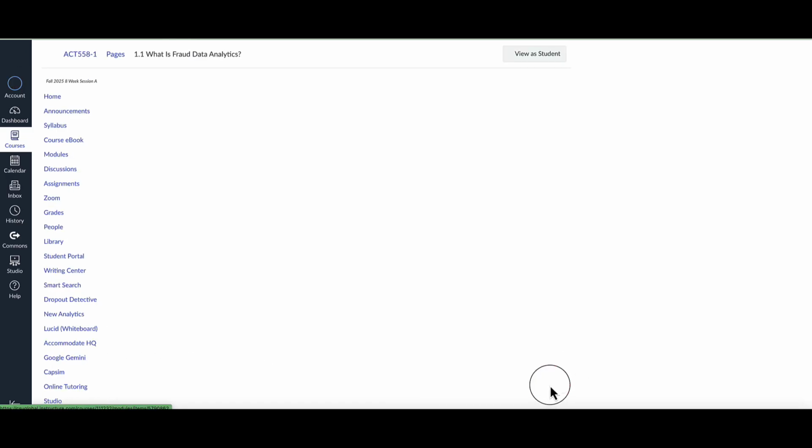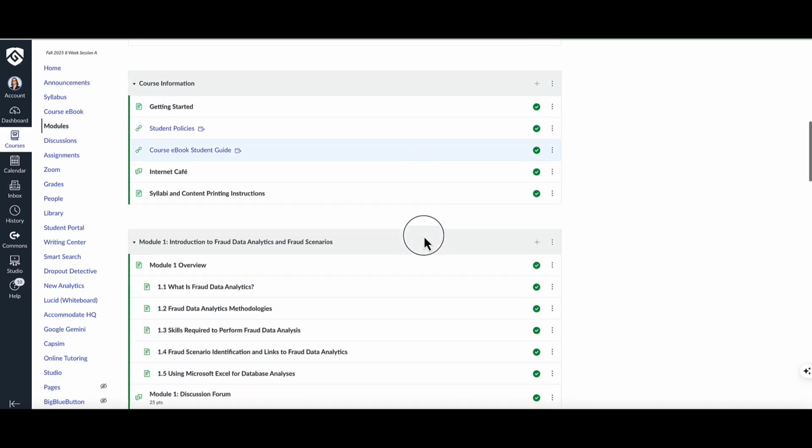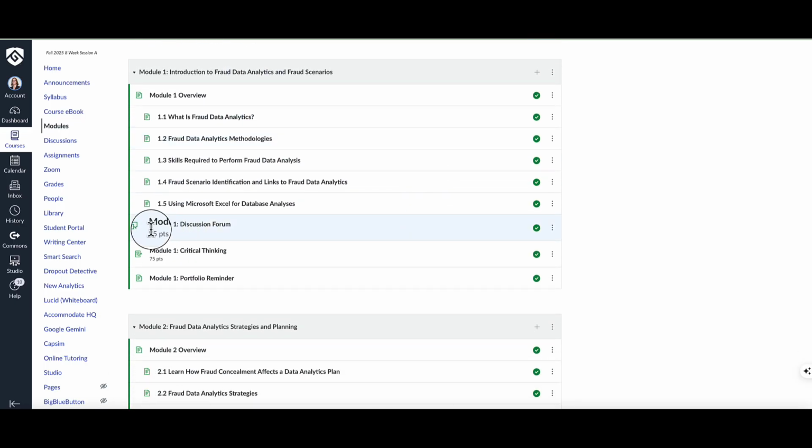And then you would progress forward and take a look at our lesson, which in this case starts with what is fraud data analytics. So you would proceed through that. And you'll see that in each module we have a discussion forum, a critical thinking assignment, and in Module 1 we start with reminding you of our portfolio projects.